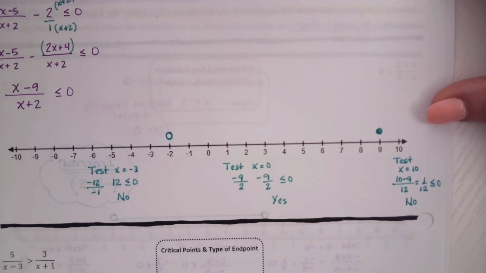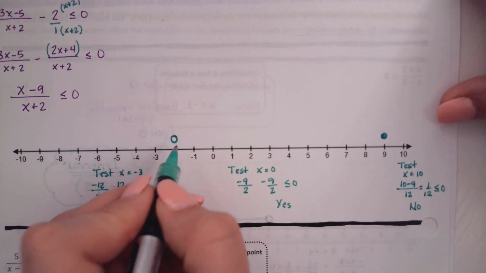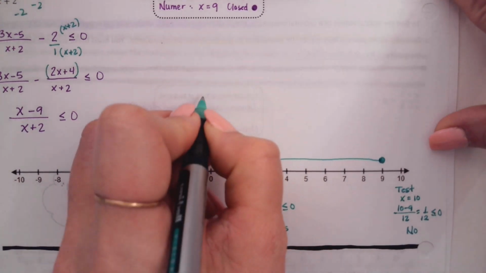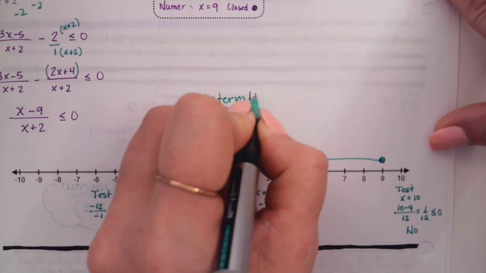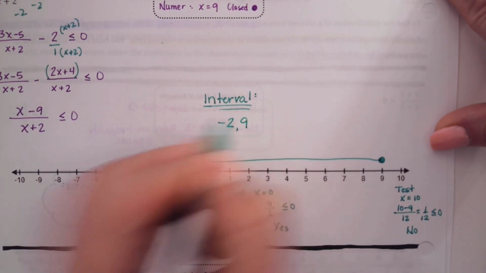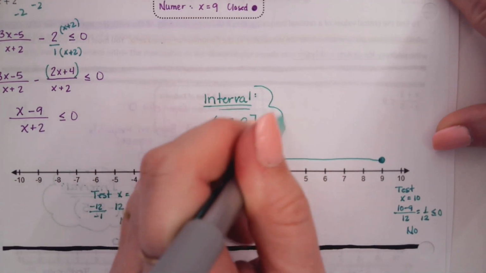Okay, where am I going to shade? In the middle. And then that's going to make my interval -2 and 9. Very good, Mason. Parentheses and square bracket.